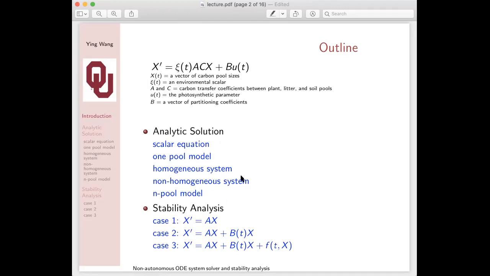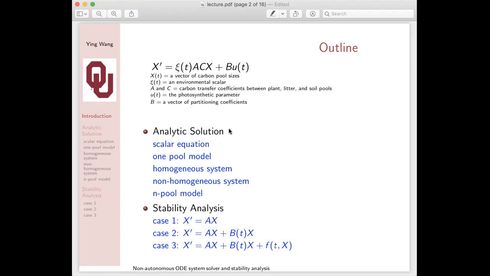Before I give any details of this, I want to emphasize that this model is a non-autonomous model and also non-homogeneous. Non-autonomous means the right-hand side of the equation depends on the independent variable t explicitly. For example, the C here and the U here, they both depend on t explicitly, so it's non-autonomous. Non-homogeneous means that there's a term in this differential equation that does not involve x. For example, b times u here does not involve x. So it's a non-autonomous, non-homogeneous model.